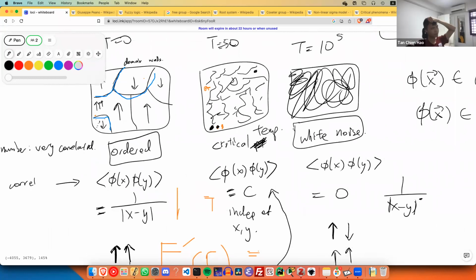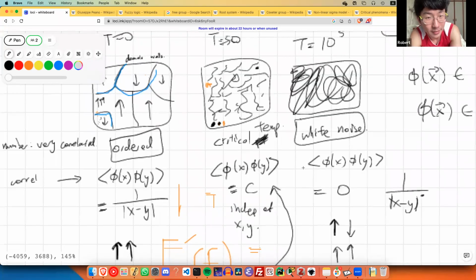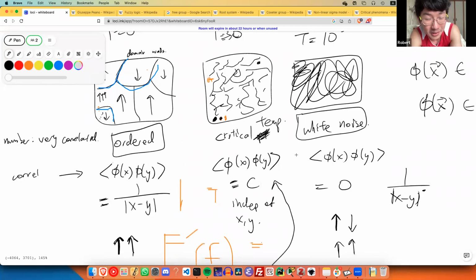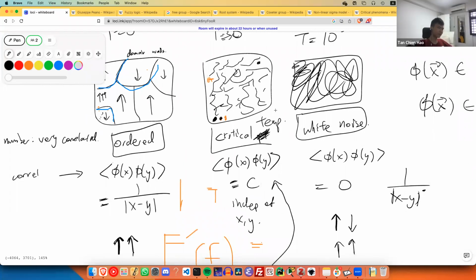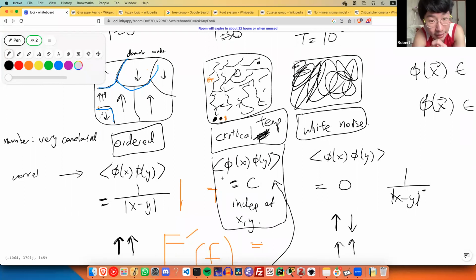The defining property of this critical temperature is the infinite correlation length. This is the property that I described here, and it is of our greatest interest. There are some corresponding quantities that diverge.